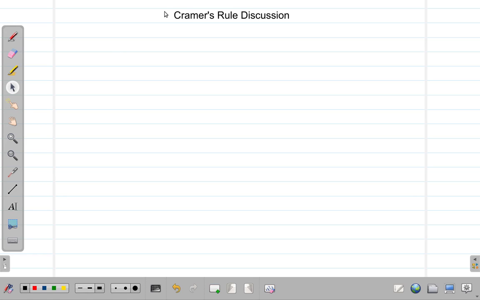Let's have a little discussion on Cramer's rule. This can be used to solve simultaneous equations, whether it's 2 by 2, 3 by 3, and so on, using matrices.